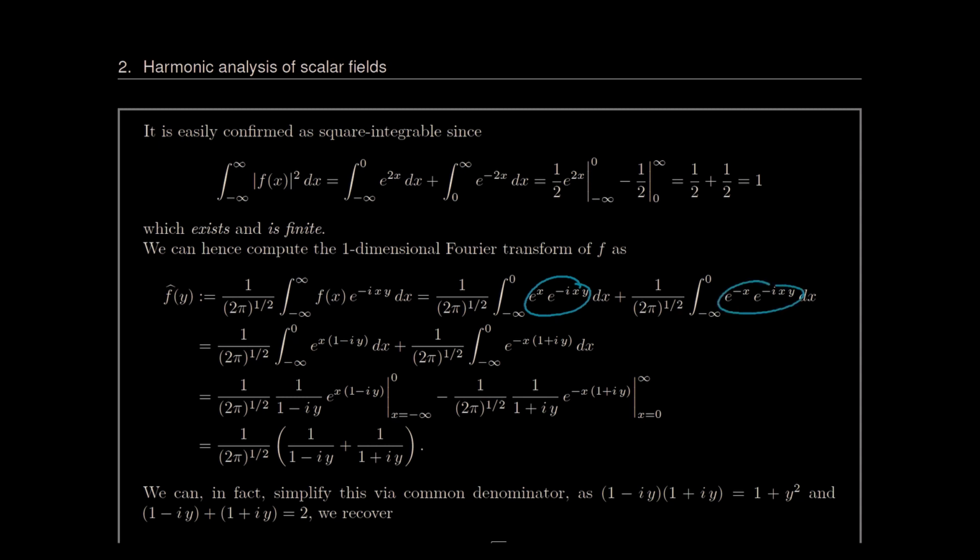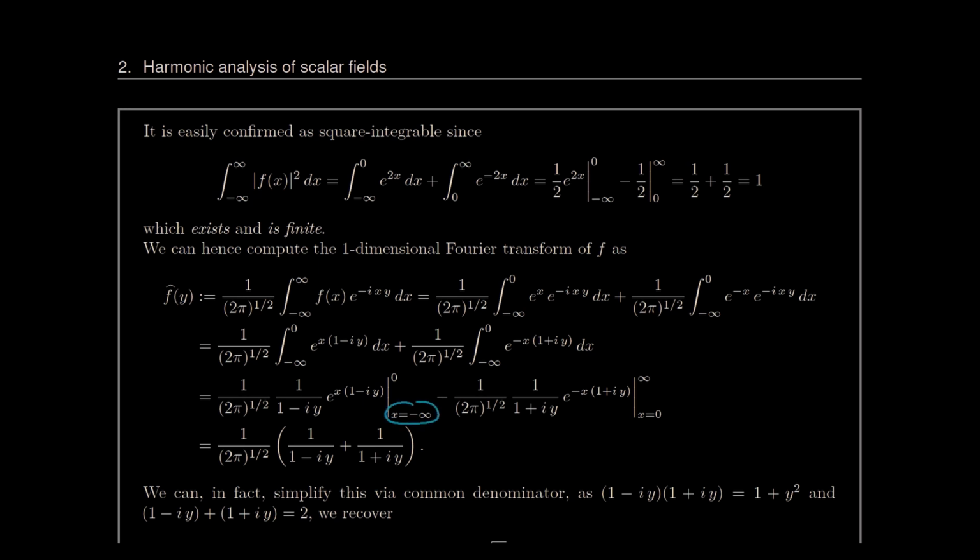If I use my exponent rules, I can combine all of the exponents together. And then all I do is I isolate, okay, what is the term that doesn't depend on x? It's 1 minus iy. What is the term that doesn't depend on x? It's 1 plus iy. So that means when I find the antiderivative, I divide by those terms that don't depend on x. And then I compute the antiderivatives at the bounds.